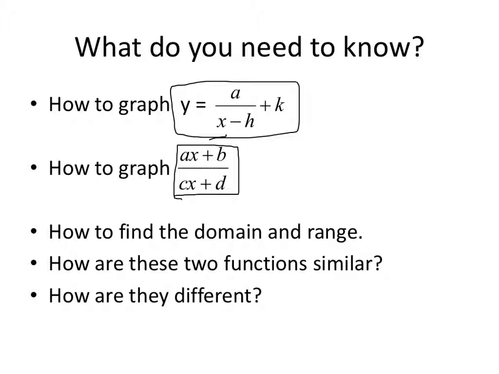How are the two functions similar? Notice that they made the same shape. How are they different? Finding the vertical or horizontal asymptote is not quite as easy with h or k. If we look at finding the asymptote for the second one, it wasn't too bad. It's just a divided by c. So make sure that you can tell the difference between the two before you come to class tomorrow.